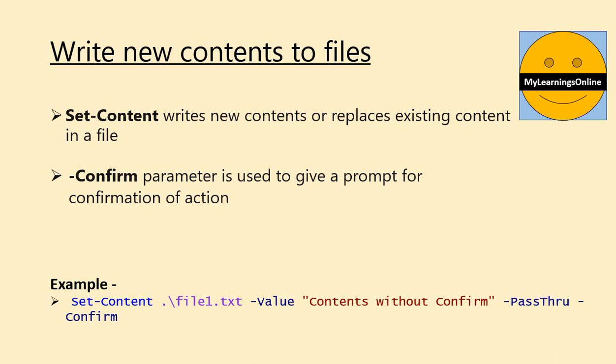The Confirm parameter is used to get a confirmation prompt before running the command. This helps us to be doubly sure about our action. This parameter is very helpful when we are working with critical items. In the example, we are using the Confirm parameter to ensure we get a confirmation prompt before contents are actually written to the file.